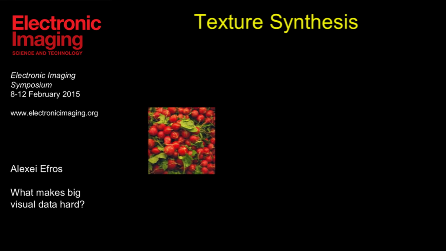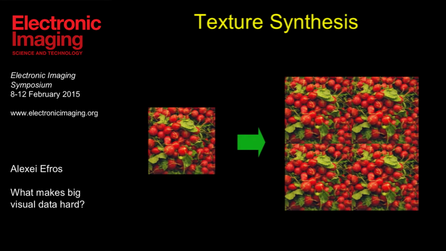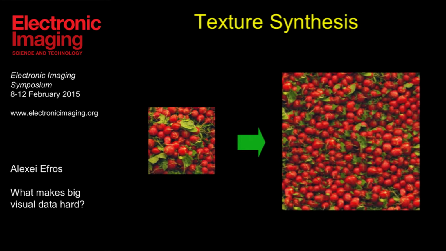And one problem that I've been working on a while back that kind of started me on this big data story was texture synthesis. So given a patch of texture, you want to create more texture, but you don't want to do something like this, right? This looks very repeated. The human eye is very good at noticing this kind of repetition. You want to do something more like that. So how do you do that?